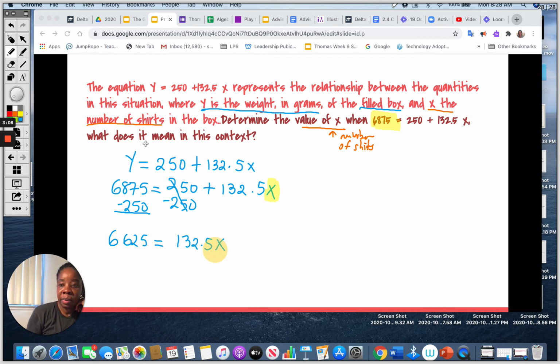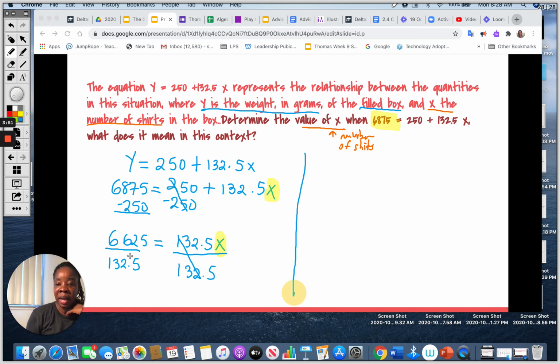132.5x. Remember, the aim is to get this x by itself, and so in order to do that, we are going to have to now get rid of that thing that is attached to the x. That's 132.5. 132.5x means 132.5 times x. So the inverse operation for multiplication is division. So we will divide both sides of our equation by 132.5.